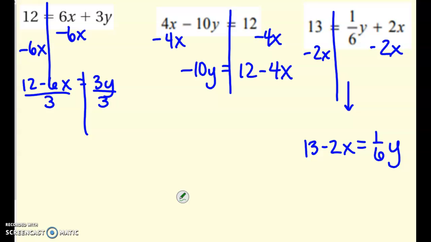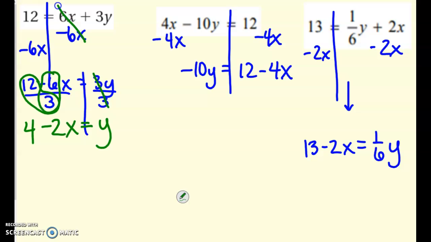Okay, check what we have so far. I did just the first step in each of these to get the y by itself. So here I just canceled out the negative 6x. Rewrote everything. Here I'm going to get y by itself, and I just need to simplify this. So if you need to see this again, this would be 12 divided by 3, and then negative 6 divided by 3, and you simplify it like that.